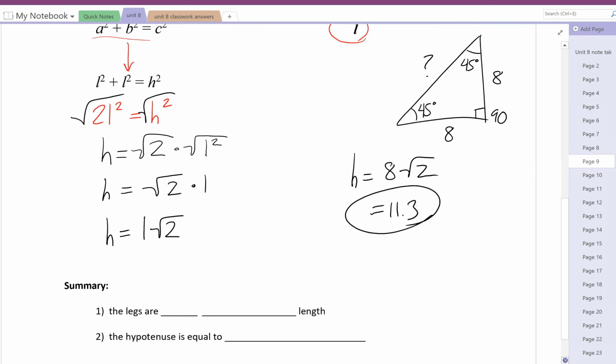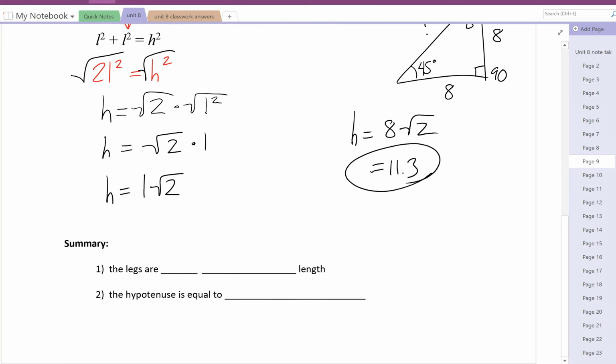Okay, just to summarize one more time what we have here with 45, 45, 90 triangles. The legs are the same length. The hypotenuse is equal to the length of the legs times square root of 2.